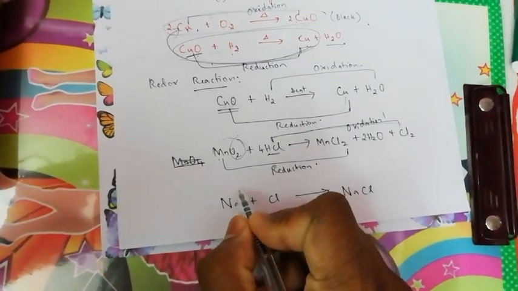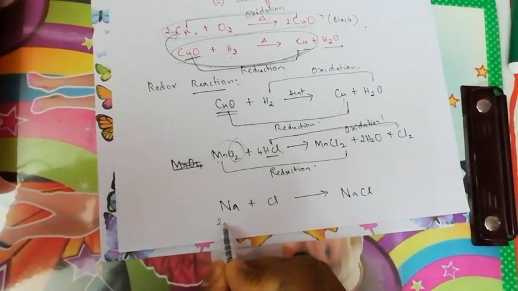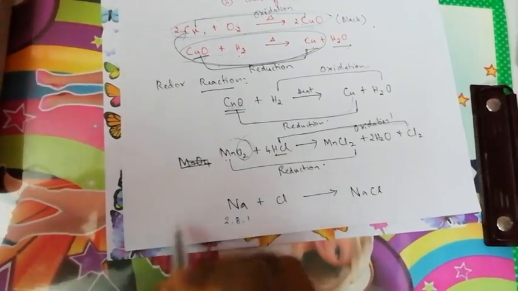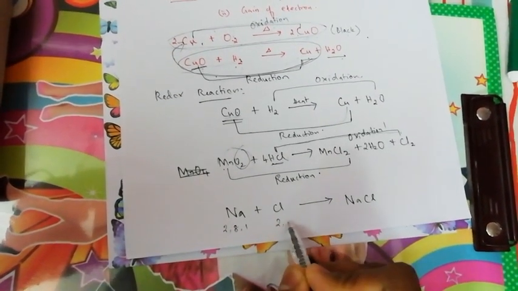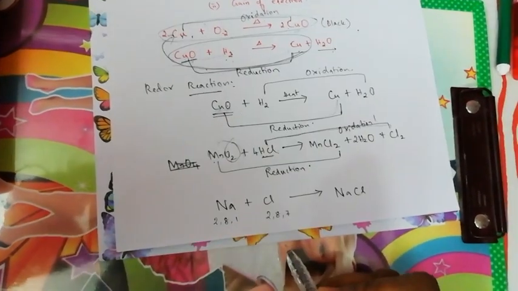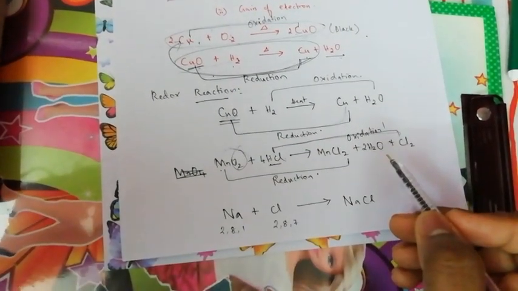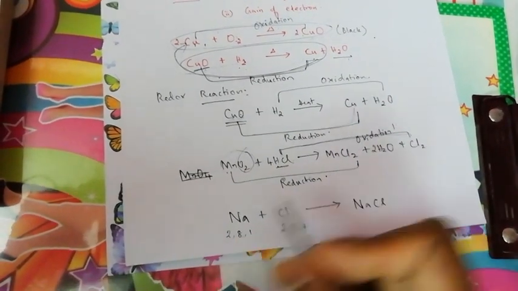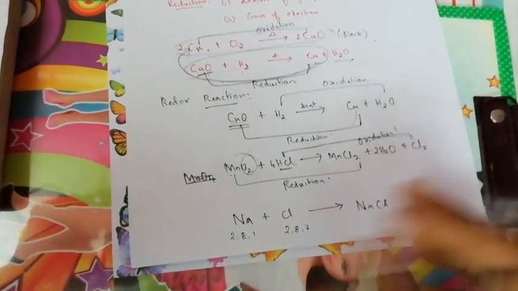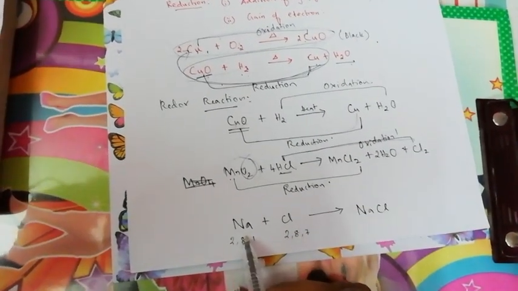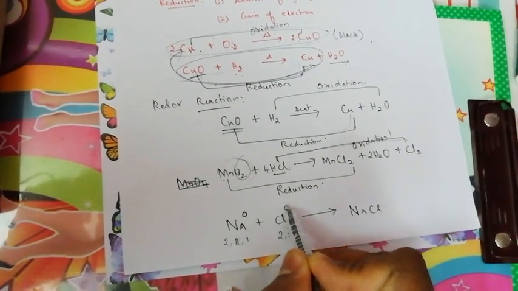Sodium is actually a metal, right? The electronic configuration of sodium is 2,8,1. That means atomic number is 11. And chlorine, it's 2,8,7. That means chlorine needs to gain one electron from someone. That means sodium should lose an electron, and chlorine should gain an electron. Then only they can combine. See, there is no charge here for sodium, and there is no charge here for chlorine.